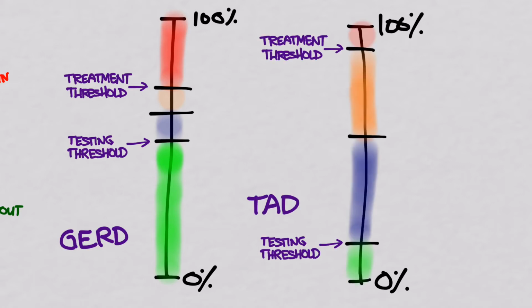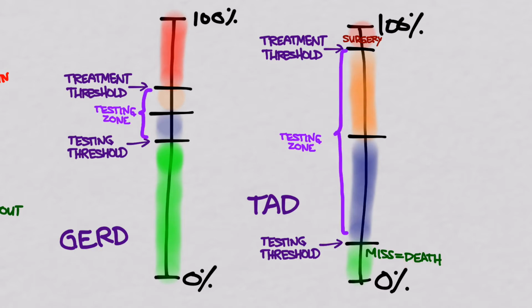So here we would move our thresholds, right? The surgery is the treatment for this, and that's a pretty big deal. So we want to be pretty sure that we have it before we commit someone to surgery. So we're going to raise our treatment threshold. Conversely, we're going to lower our testing threshold because a misdiagnosis here equals death. So we have a bigger area in which we're going to test. So our testing zone for GERD is much smaller than our testing zone for thoracic aortic dissection.